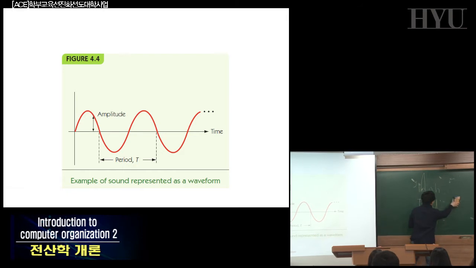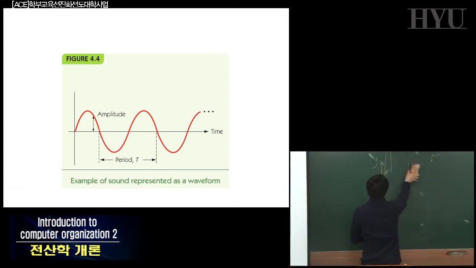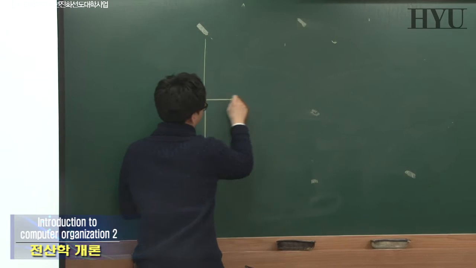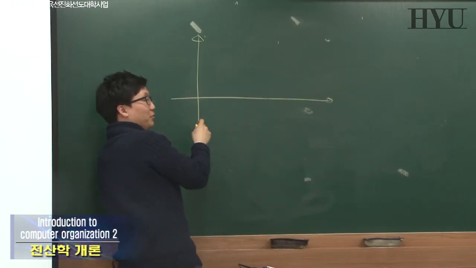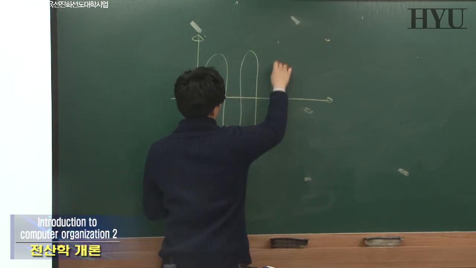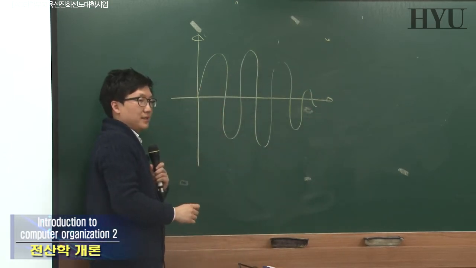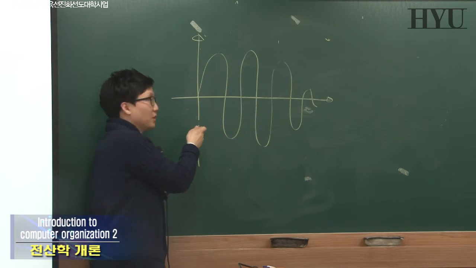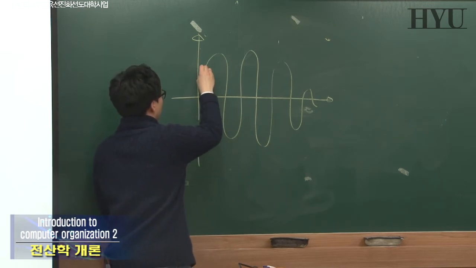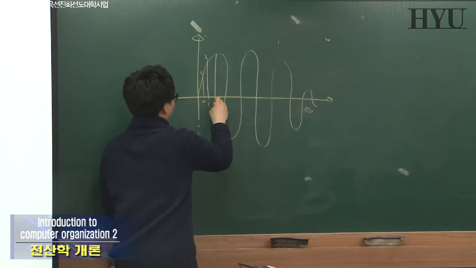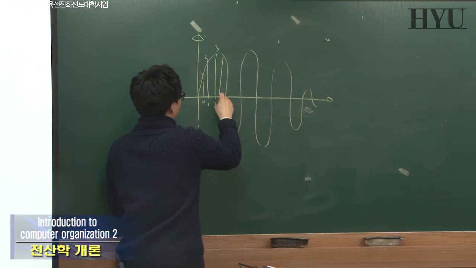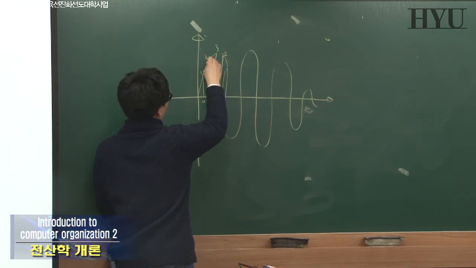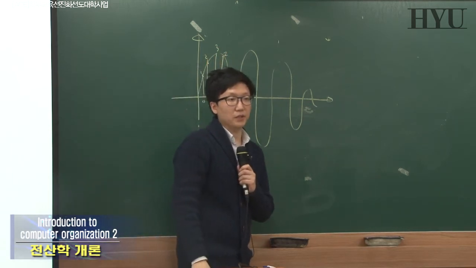Okay, let me just explain. Very simple. Let's say my MP3 music file plays like this. Well, it's not MP3, but it's okay. I'd like to store this graph. The best way I can do it, maybe I can do this. This is a point. 1, 2, 3, and then 3.4, 2 again, 4. Maybe I can store these values.